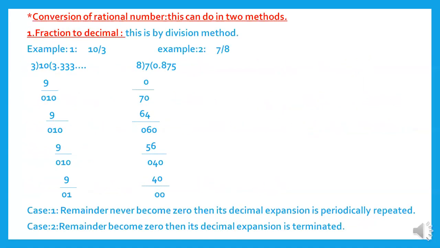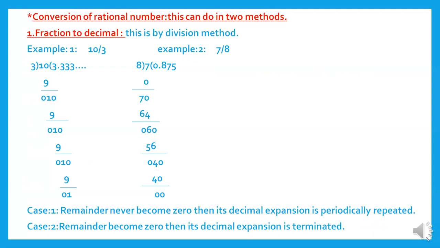Next important topic is conversion of rational numbers. Already I told fractions to decimal and decimal to fraction. In this, one by one we can study with examples. First one is fractions to decimal. So students, this is a very easy method. Already you have all learned in the lower classes, that is by the division method.